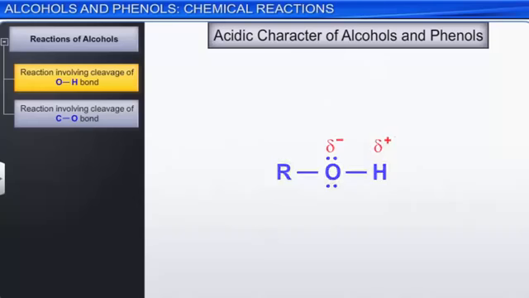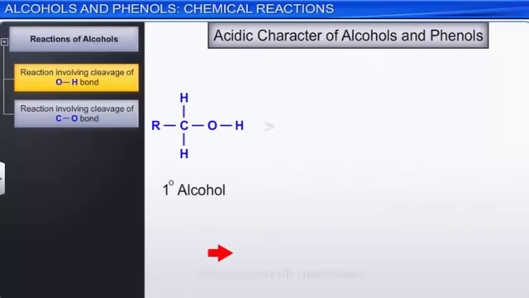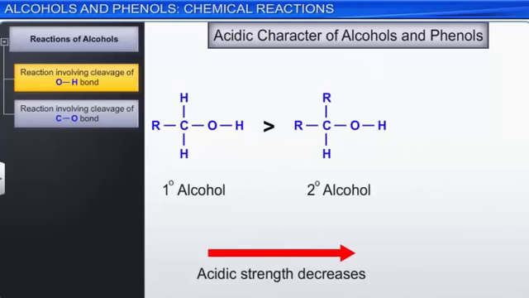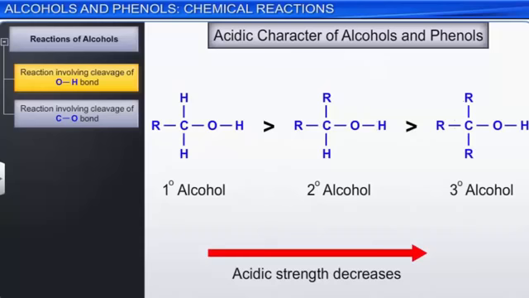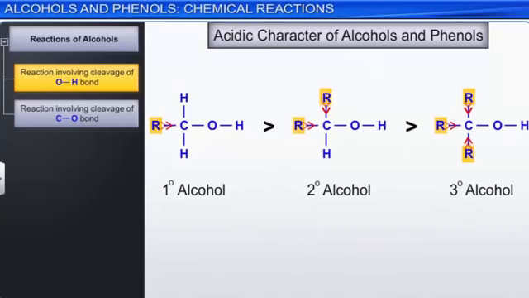Let us now understand why primary alcohols are more acidic than secondary alcohols, which in turn are more acidic than tertiary alcohols. The presence of alkyl groups in alcohols increases the electron density around oxygen by the inductive effect. As alkyl groups donate electron density to the oxygen, the oxygen-hydrogen bond becomes less polar. It then becomes difficult to remove an H+ ion from the alcohol. The inductive effect explains the relative acidities of alcohols.